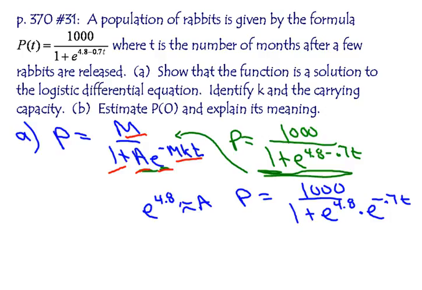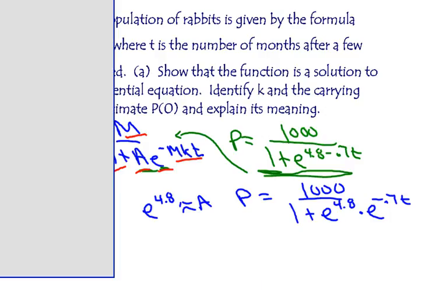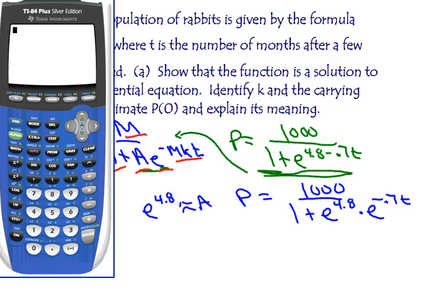Maybe you don't want e to the 4.8, maybe you want a number for that. Well, let's give you a number. And we've got here e to the 4.8. That comes out to be 121.510. So use that, or use e to the 4.8, but clearly those two correspond.